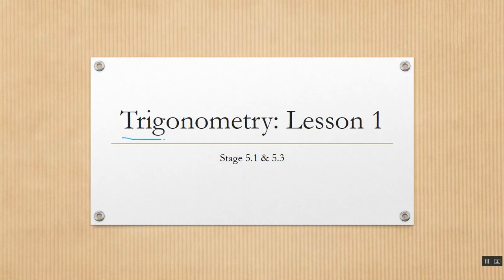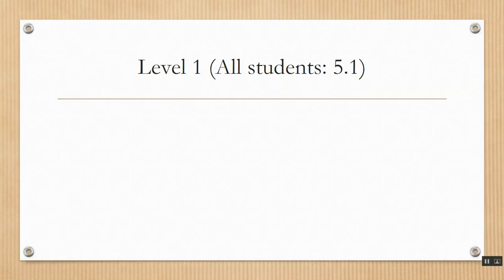As you can see, we're talking about trigonometry today. Lesson 1, and we're going to look at stage 5.1 and 5.3. So it might seem a little bit strange that there's no 5.2, but that's the way lesson 1 works out. So first of all, level 1, so this is 5.1. So I'm thinking all students in stage 5 should be able to do this. And I'm calling it level 1.